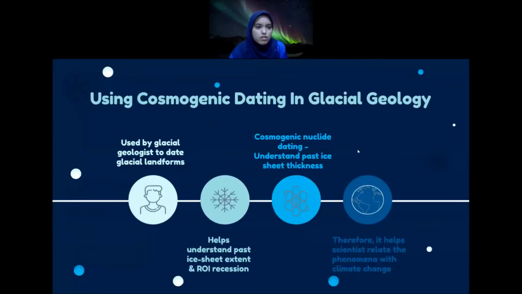Glacial geologists use cosmogenic dating to date glacial landforms such as erratics, or glacially transported boulders, on moraines. Dating glacial landforms helps scientists to understand the past ice sheet extent and rates of ice extension. Cosmogenic nuclide dating can also be used in this context to understand the past ice sheet thickness and changes in subglacial thermal regime. Therefore, this helps scientists to relate the phenomena with climate change.